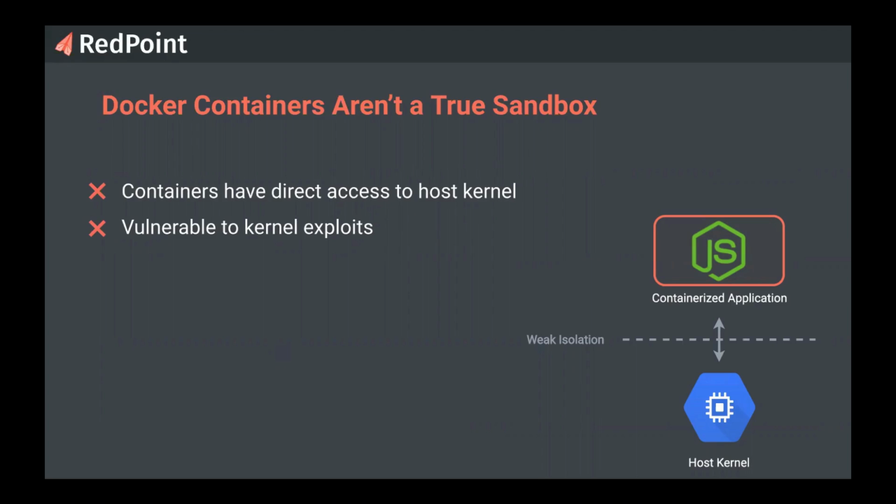The reason that they're lightweight and fast to spin up is that they run directly on the host kernel with a pretty weak level of isolation between the two. So a malicious user could try to break out of the container and use a kernel exploit like a privilege escalation attack and then gain access to our entire system.